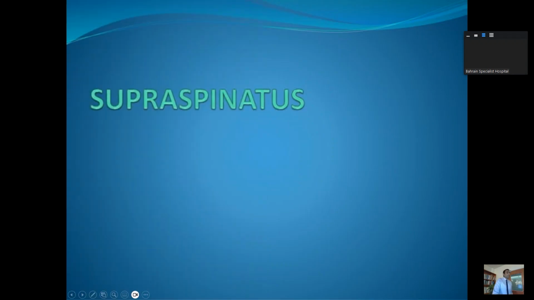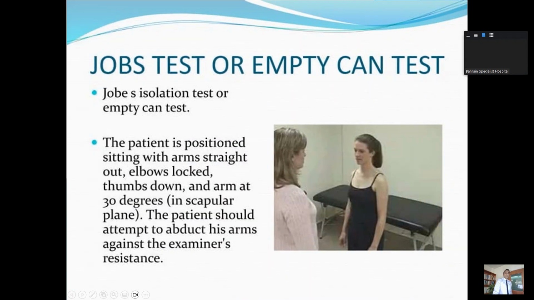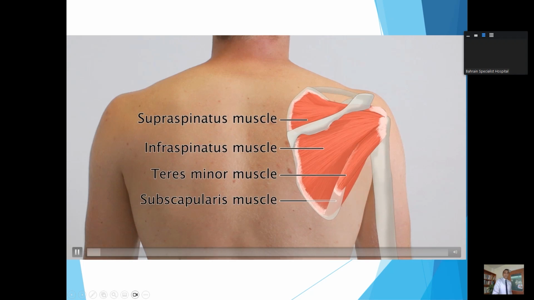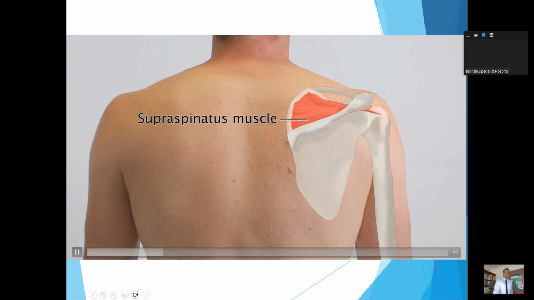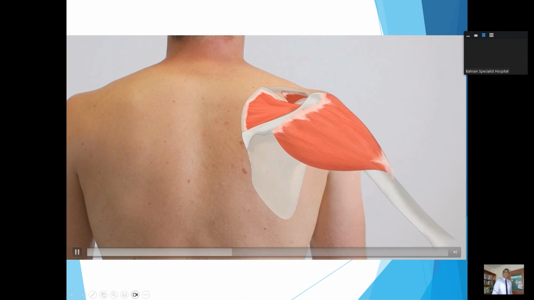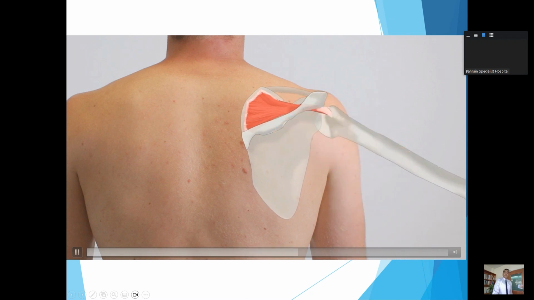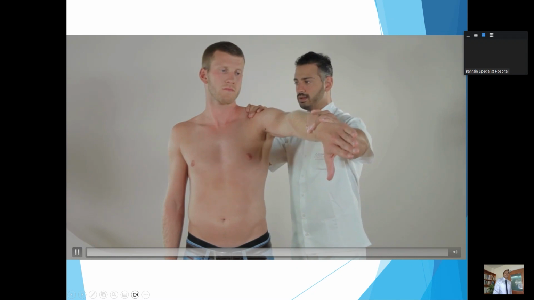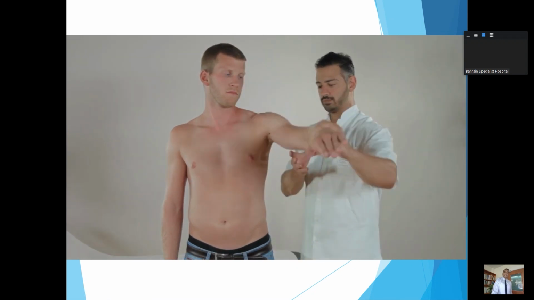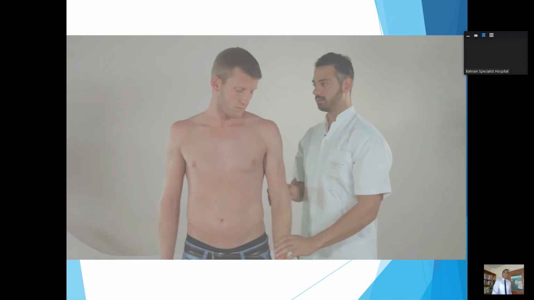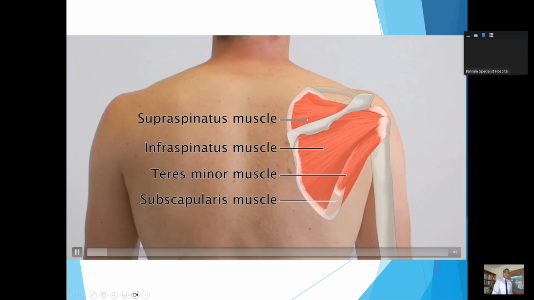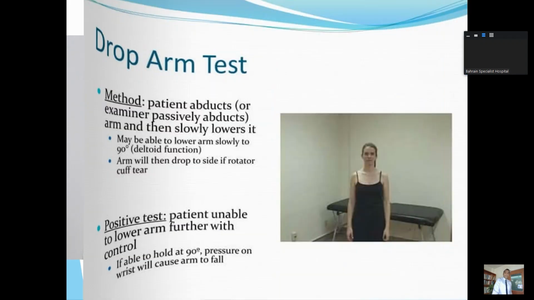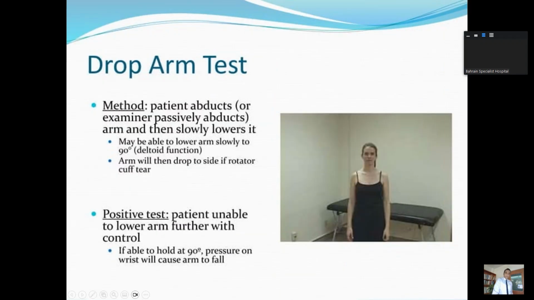Test for supraspinatus. One of the tests is also called the empty can test or Jobe's test. In this test, the patient is made to abduct the shoulder in the scapular plane. So the arm is internally rotated and the patient is asked to abduct it in the scapular plane. And it can also be checked against resistance to check for any weakness. So if there is weakness of the supraspinatus, the patient will not be able to do this test.